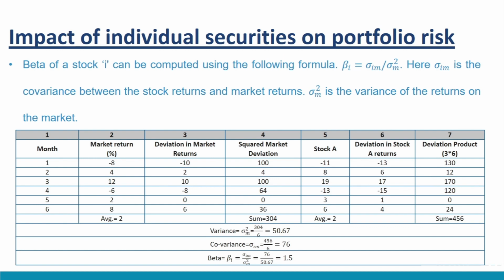Column 3 computes the deviation in market return and column 4 computes the square of these deviations. Column 6 provides deviation in stock A returns from their mean. Column 7 provides the deviation product, that is column 3 into column 6, that is deviation in stock A and market from their respective means multiplied with each other.